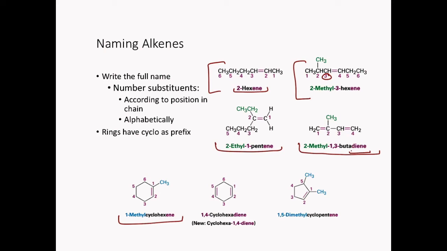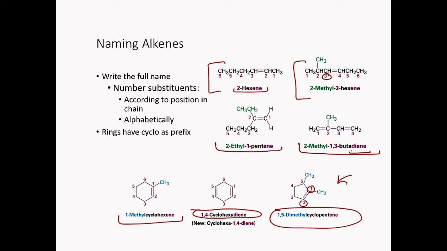So this becomes 1-methyl-cyclohexene. This would be 1,4-cyclohexadiene, and this would be 1,5-dimethyl-cyclopentene. With this example, you may be wondering why this was carbon 1 and not this carbon. If you have a choice, you always want to make the carbon 1 of the double bond in the ring the one that has a substituent attached to it.